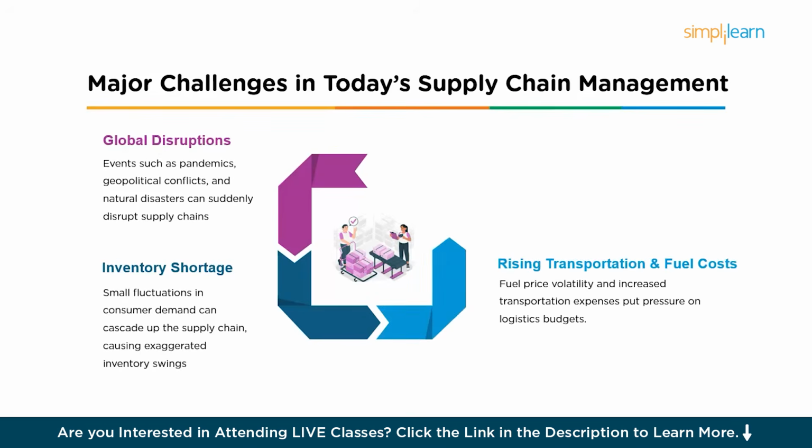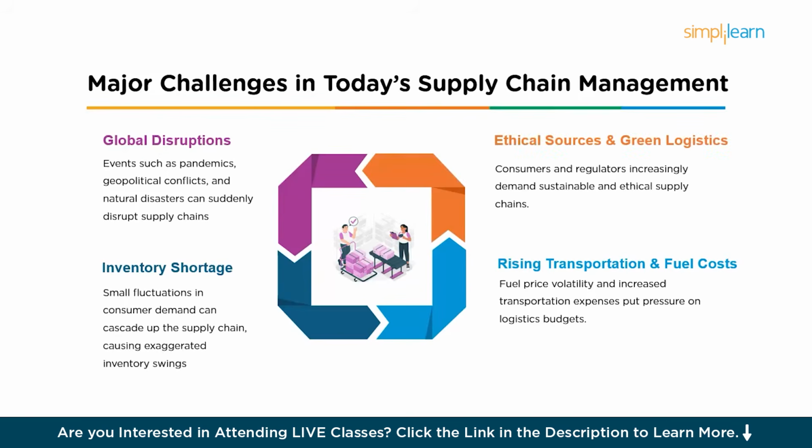Then comes rising transportation and fuel cost. Fuel price volatility and increased transportation expenses put pressure on logistics budgets. Supply chain managers must optimize routes and modes to balance the cost with the speed and reliability.